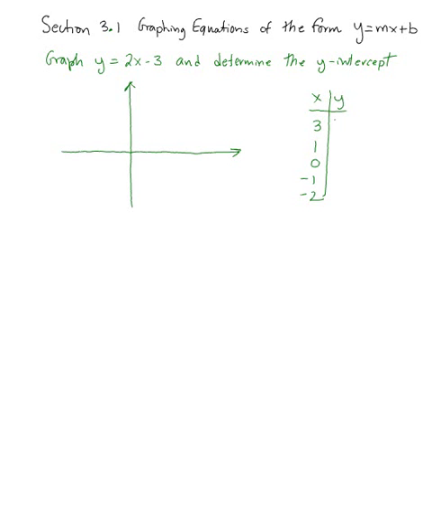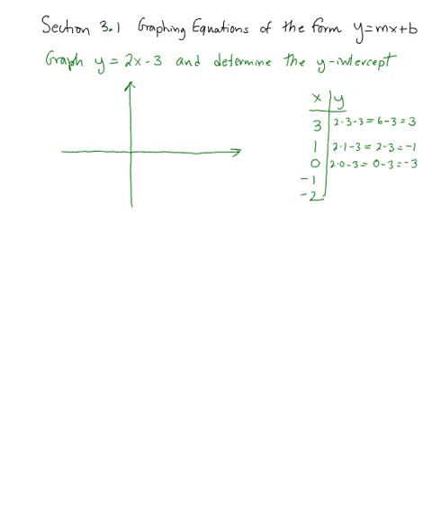So if I plug in 3, I get 2 times 3 minus 3. That's 6 minus 3, which is 3. Plug in 1. I get 2 times 1 minus 3. That's 2 minus 3. That's -1. Plug in 0. 0 is my favorite number to plug in, by the way. It's always the easiest one. I get 2 times 0 minus 3. That's 0 minus 3, which is -3.